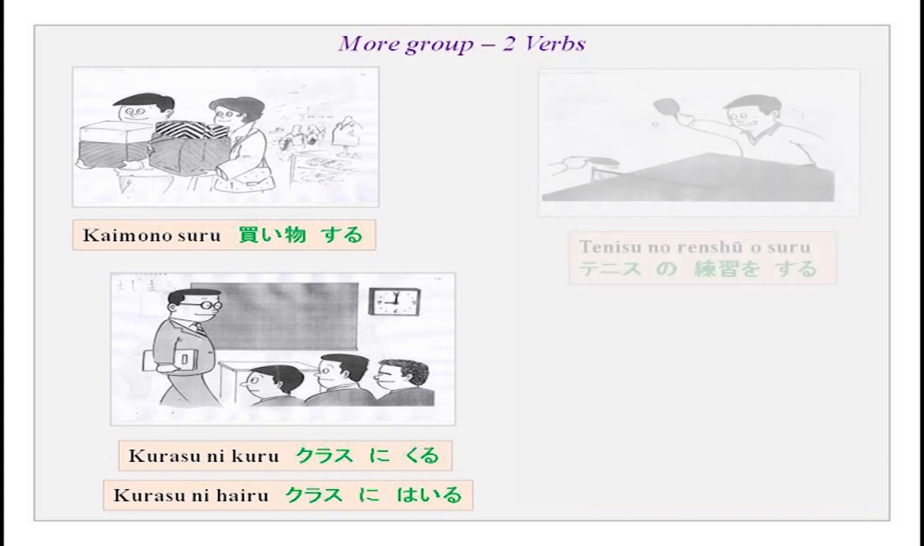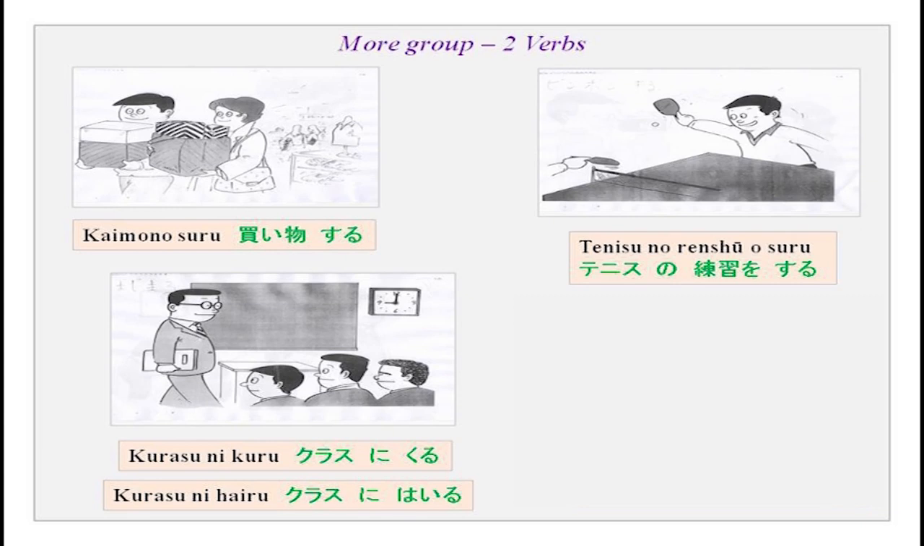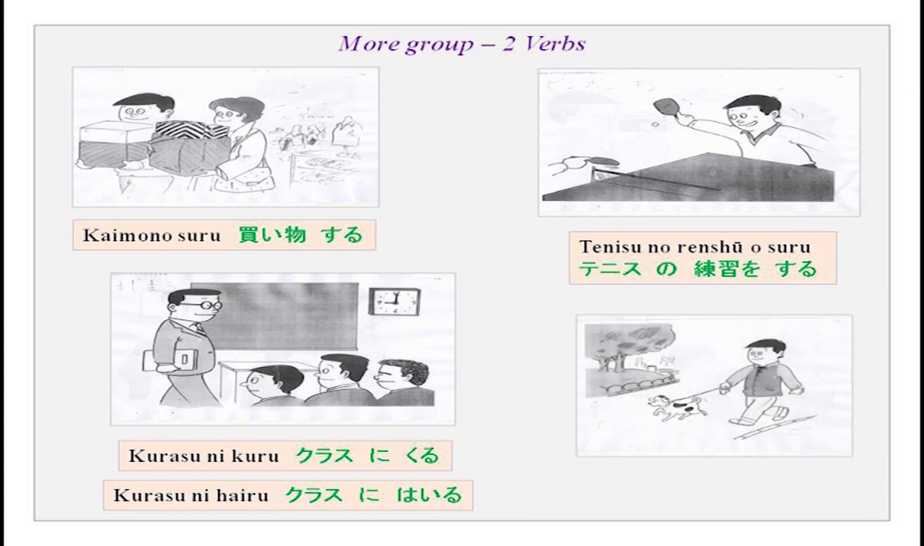Then we have these people playing over here again. Well, tennis no renshu o suru. So, with this verb suru, we have the noun over here, renshu o suru. And what do we have here? With the dog, he is going for a walk. So, sampo o suru. Sampo is to take a leisure walk. Well, sampo o suru, he is not doing brisk walking.